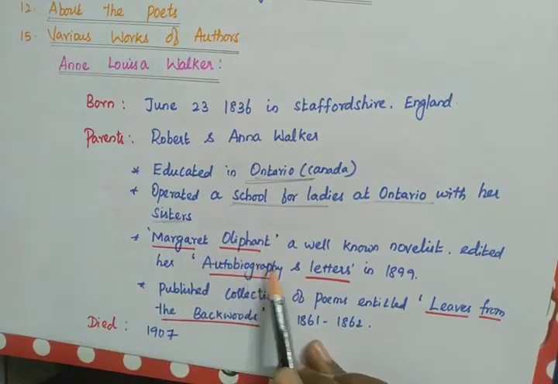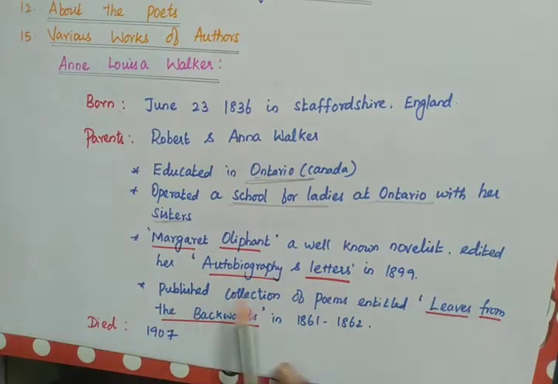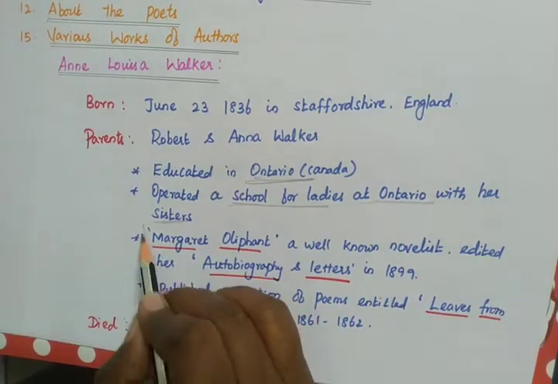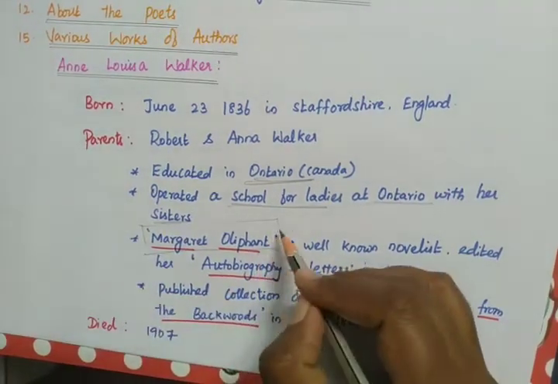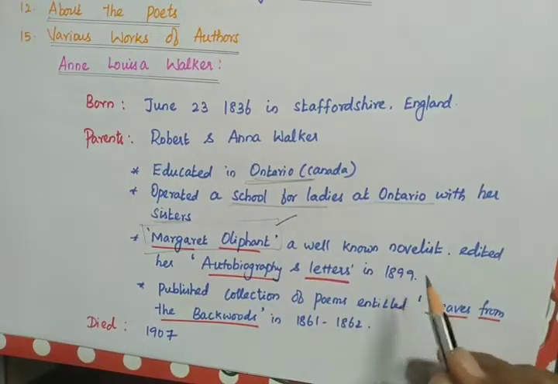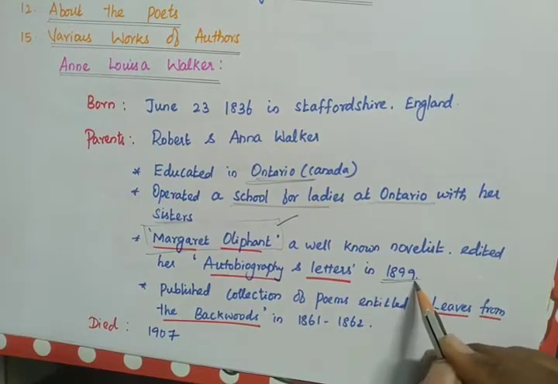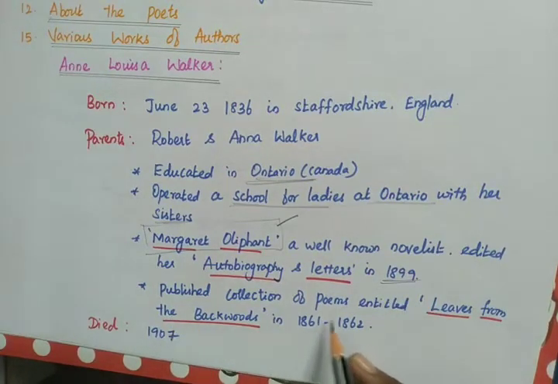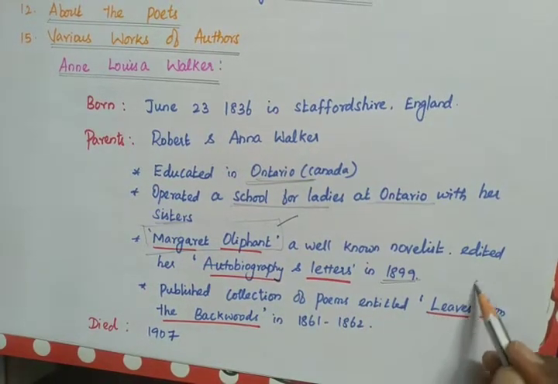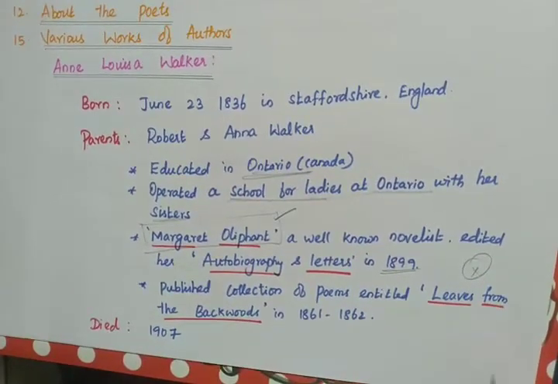Margaret Oliphant, a well-known novelist, edited an autobiography and letters. This is very important. You have to remember Margaret Oliphant is a novelist who edited her autobiography and letters in 1899. And she published a collection of poems entitled Leaves from the Backwoods. This is important. Leaves from the Backwoods. So in the examination you may get who has written this.